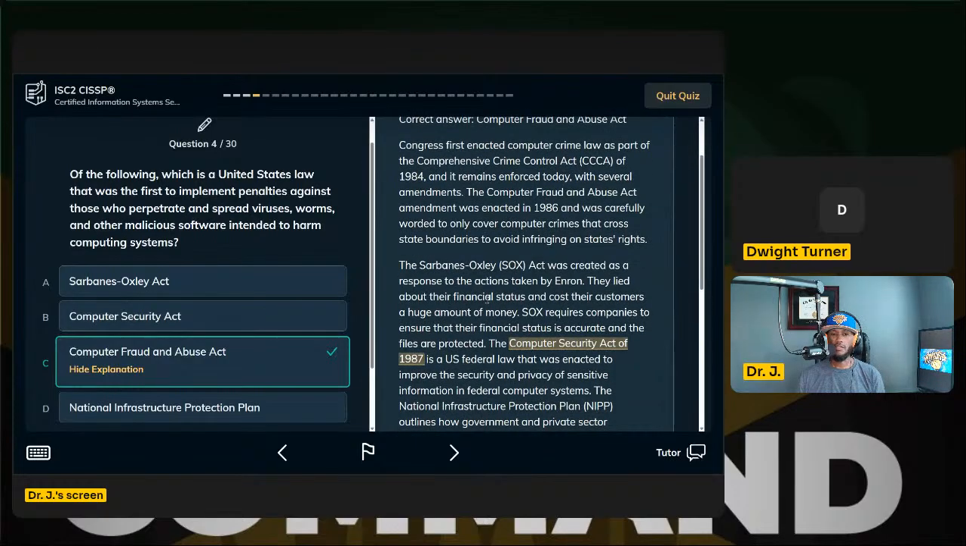Yeah, so Congress first enacted a computer crime law as part of the Comprehensive Crime Control Act, or Triple CA, of 1984, and it remains in force today with several amendments. The Computer Fraud and Abuse Act amendment was enacted in 1986 and was carefully worded to only cover computer crimes that cross state boundaries to avoid infringing on states' rights.